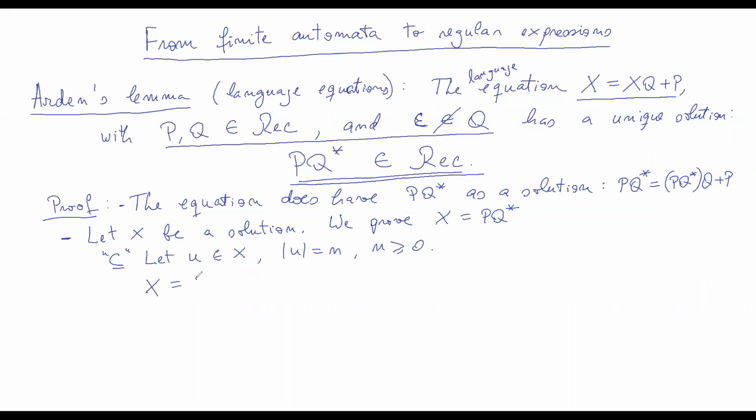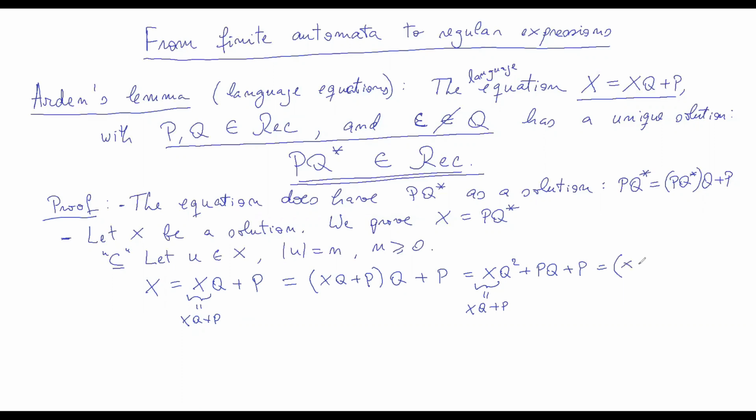Remember, X is a solution of this equation, XQ plus P. Let me just replace X with XQ plus P in here. So I only made this observation that X is equal to XQ plus P. So what I have now is XQ squared plus PQ plus P. And again, I'm using the same argument: X equals XQ plus P. And again I have XQ plus P, Q squared plus PQ plus P. And this is equal to XQ cubed plus PQ squared plus PQ plus P.